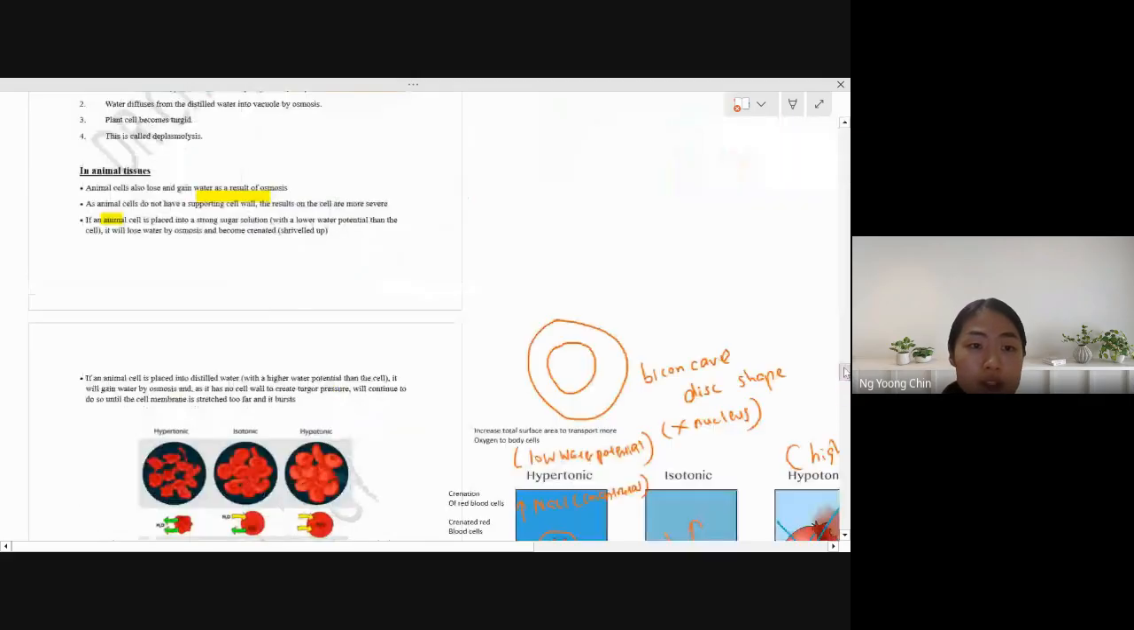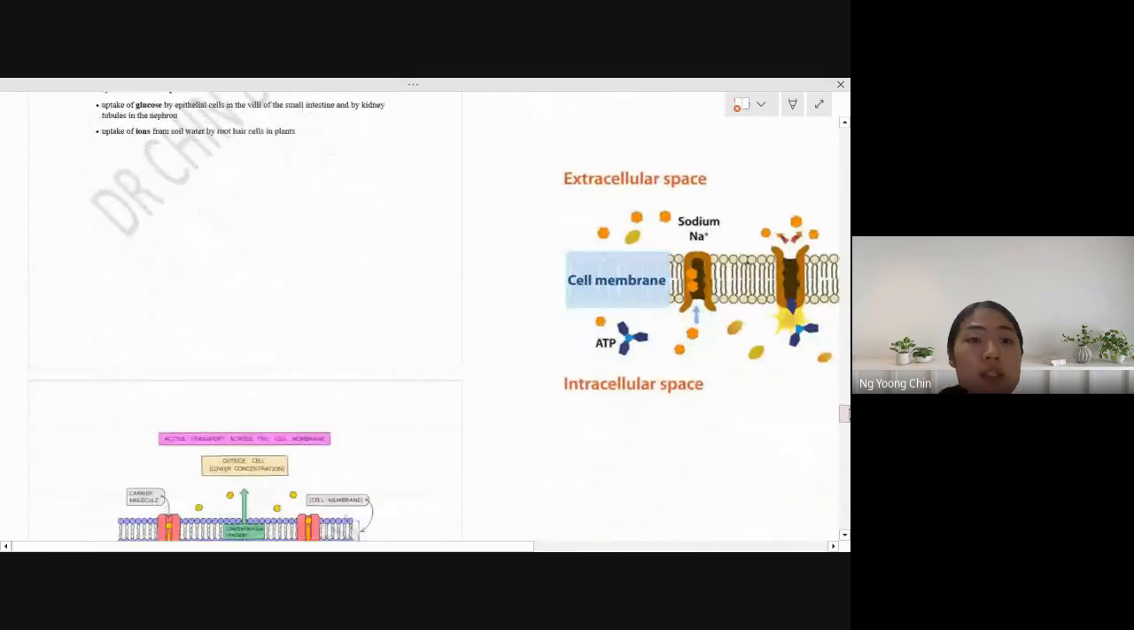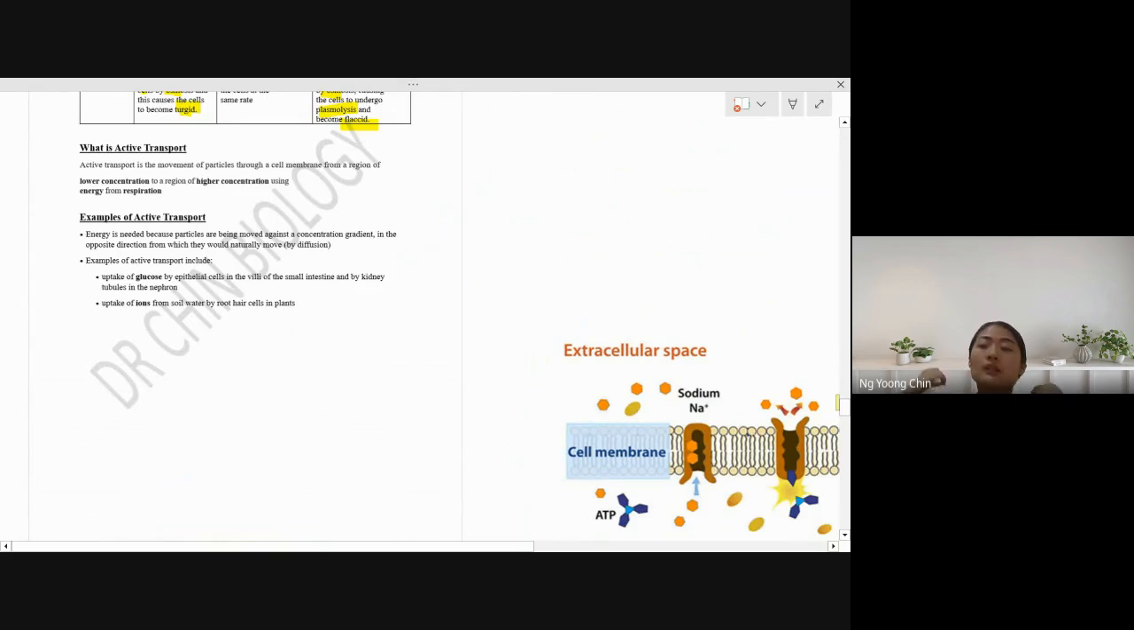Okay, so we finished osmosis, and now we talk about active transport. So what is meant by active transport? Active transport, you should know the description for active transport. Active transport means moving of the particles from the low concentration to the high concentration, which means they are moving against the concentration gradient.